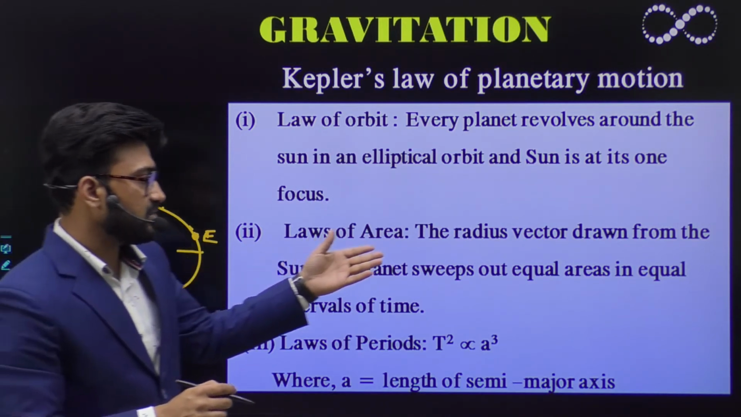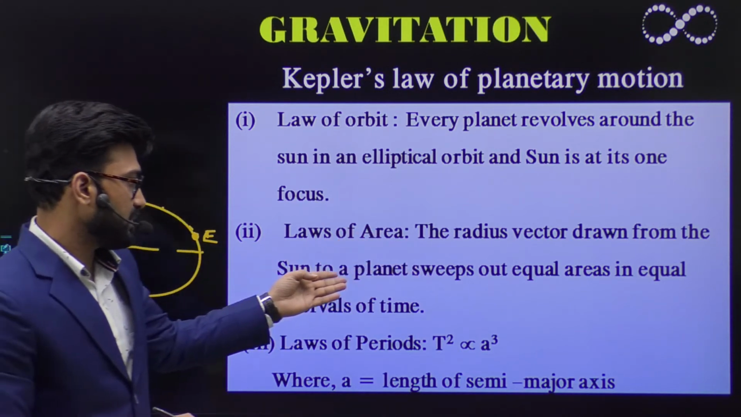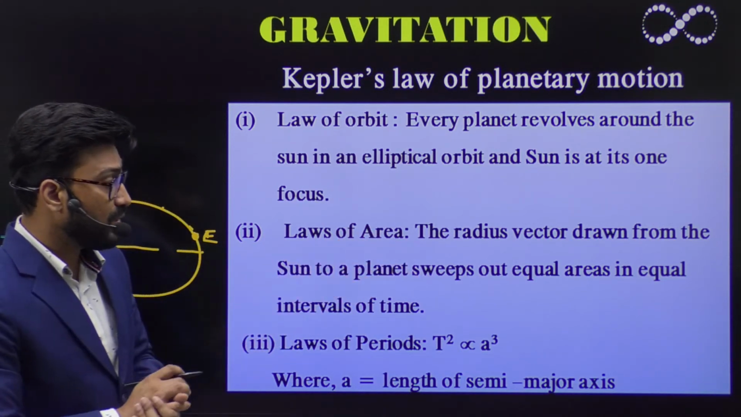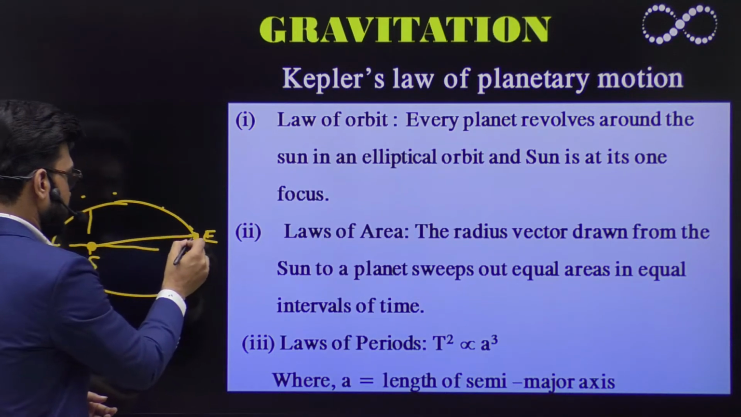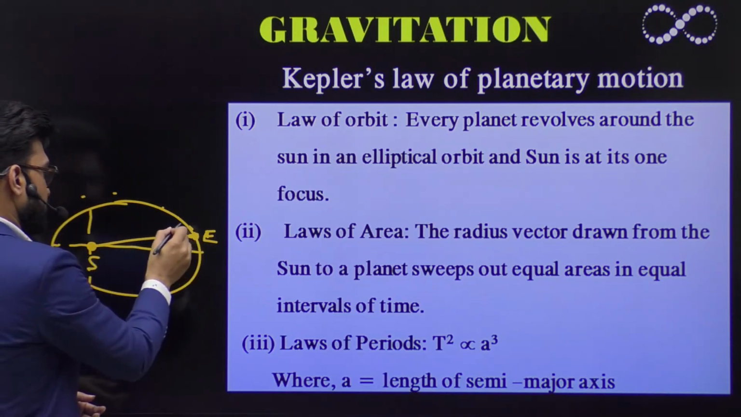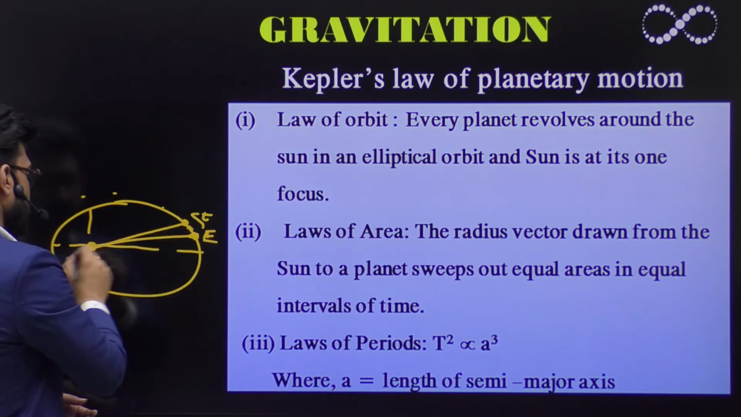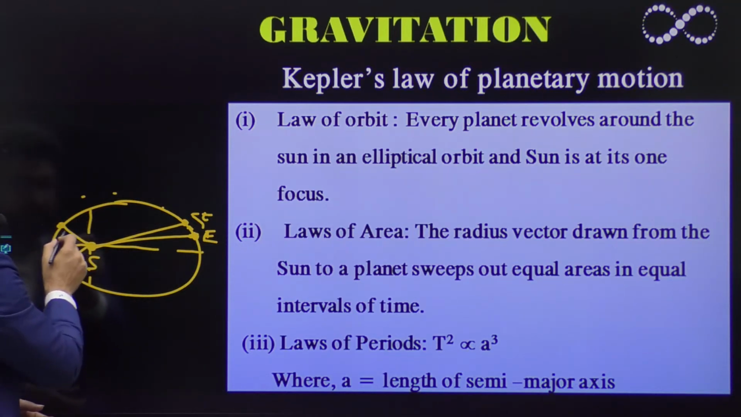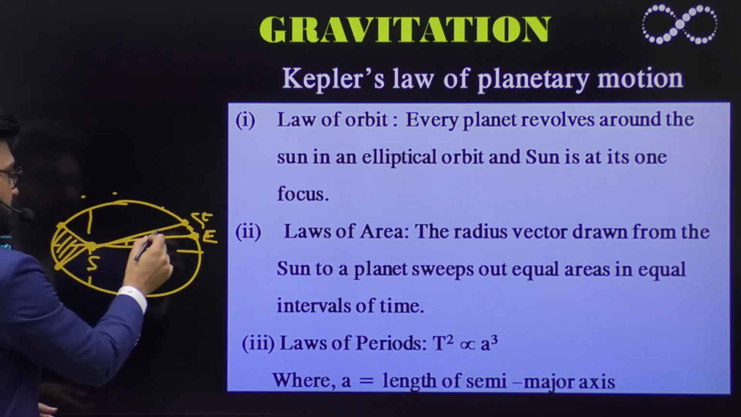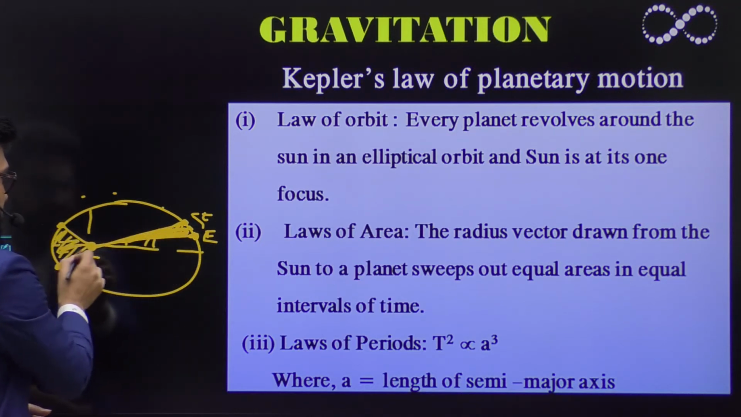The second law says the radius vector drawn from the sun to the planet sweeps out equal area in equal intervals of time. So that means if this is a planet and it moves from here to here in t time, in another t time it may move from here to here. So this area and this area are equal.